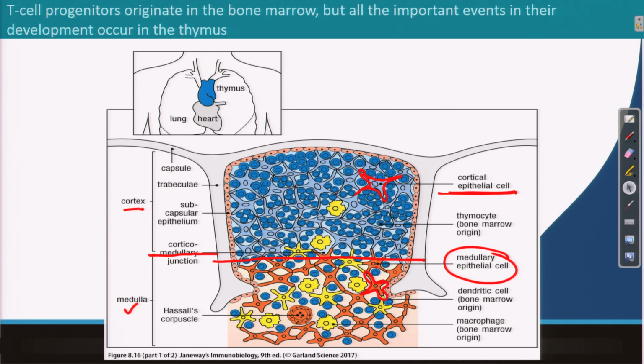They are packed here, but the scenario is a little different in the medulla, where you see more macrophages, more dendritic cells, and definitely medullary epithelial cells. T cells are also there, but their number is less, not as many. Another important thing is Hassall's corpuscles. This one has a function, because through it T cells enter from blood into the thymus. T cells are synthesized in bone marrow, and they have to come to the thymus. So this region is very, very important.